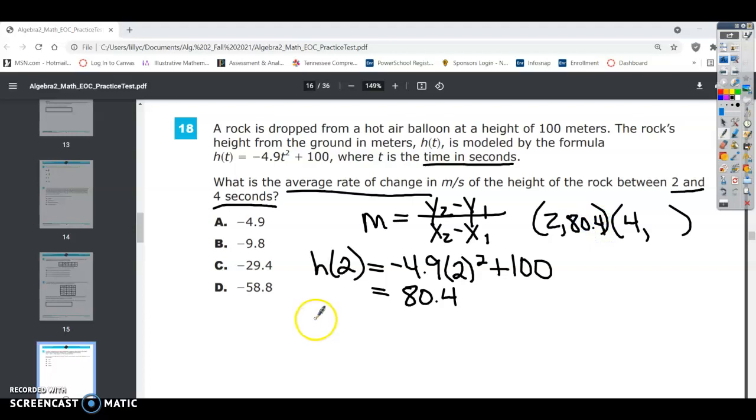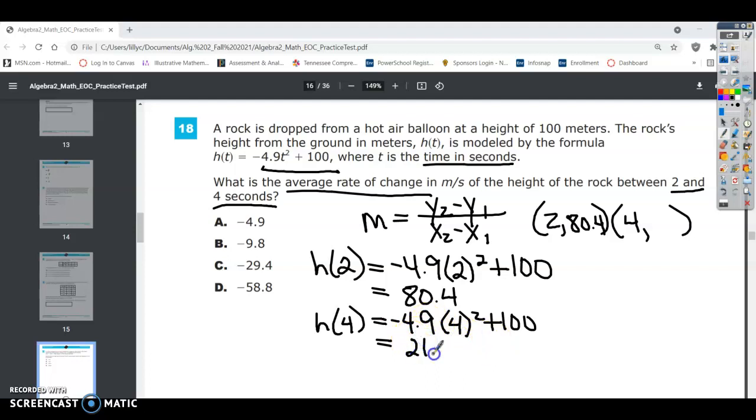And then I'm going to do the same thing for 4 seconds. So I'm going to do h of 4 equals negative 4.9 times 4 squared plus 100. So I'm just using this equation here, but I'm plugging in 2 seconds and 4 seconds to find my y value. All right, so when 4 seconds is up, the height is 21.6. So this is 21.6. All right, so that's what we do to find our ordered pairs.